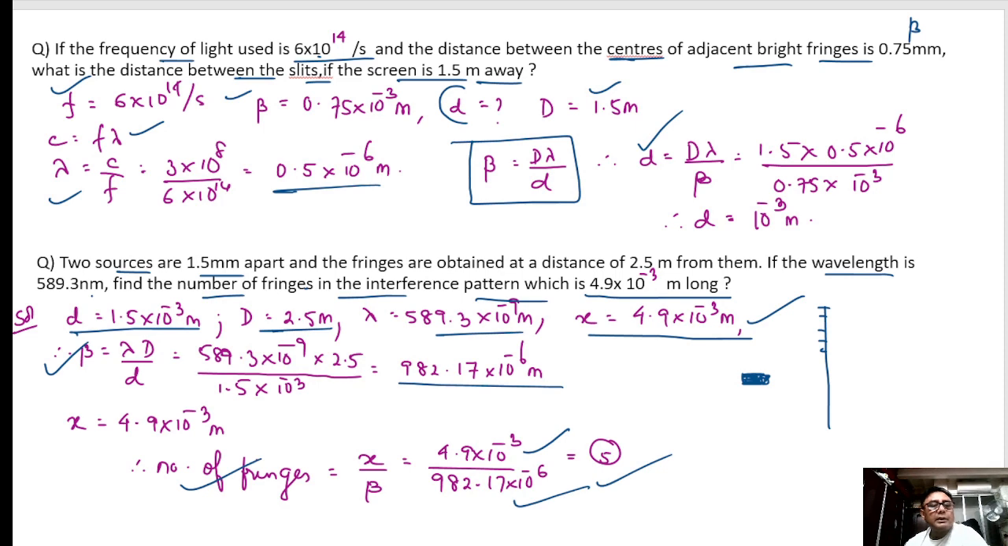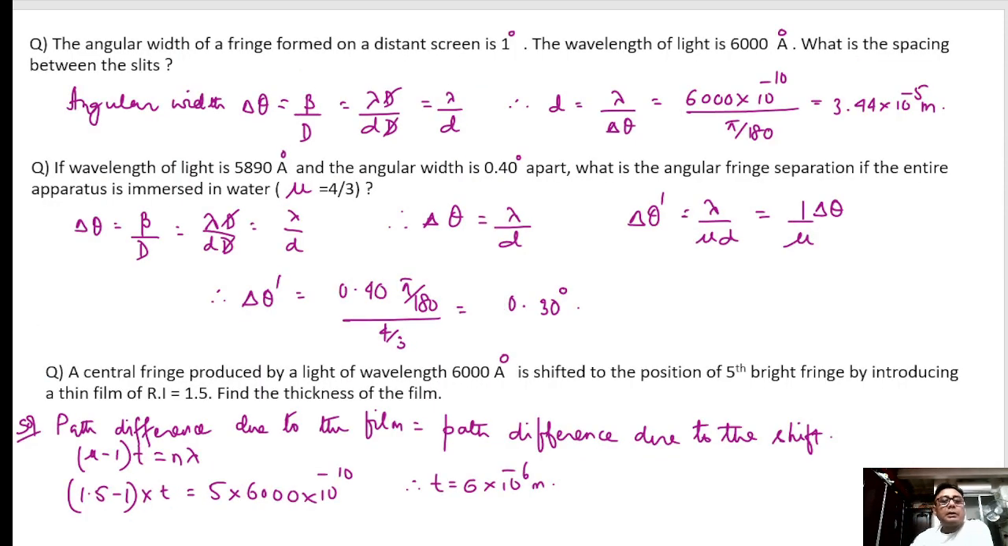So let us calculate the next sum. The angular width of fringe formed on a distant screen is 1 degree. Okay, the angular width is 1 degree, which is x by d, theta equal to x by d. The wavelength of light used is given. What is the spacing between the slits?